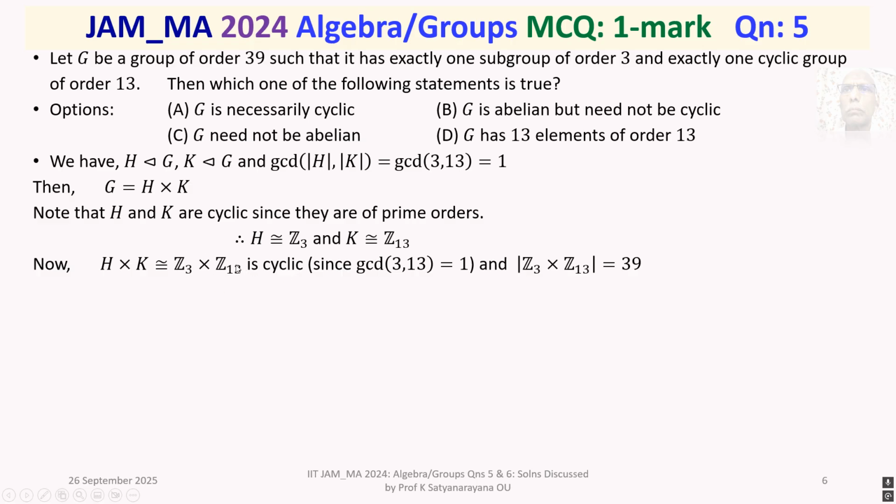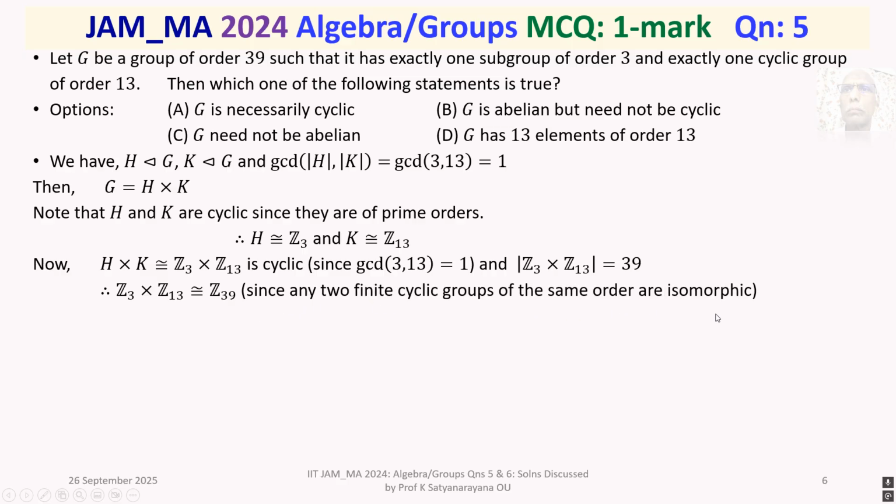Further, its order is the order of Z3 cross Z13, that is 39. And it is cyclic. And we know for 39, we have Z39 is also cyclic. And we know any two finite cyclic groups of the same order are isomorphic. Therefore, Z3 cross Z13 is isomorphic to Z39, since any two finite cyclic groups of the same order are isomorphic.